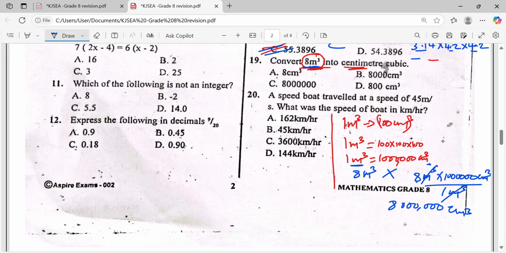Let's confirm. Is it part what? Do you have 8 million there? Where is 8 million? Yeah, 8 million is part C. So our answer is C. Very good.